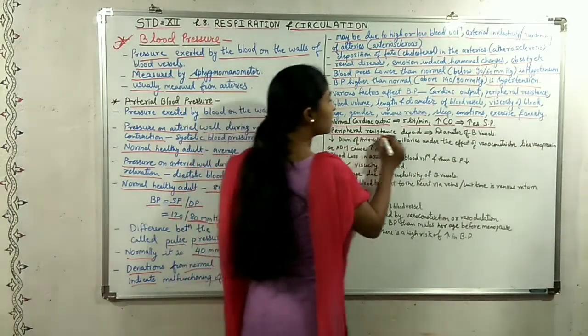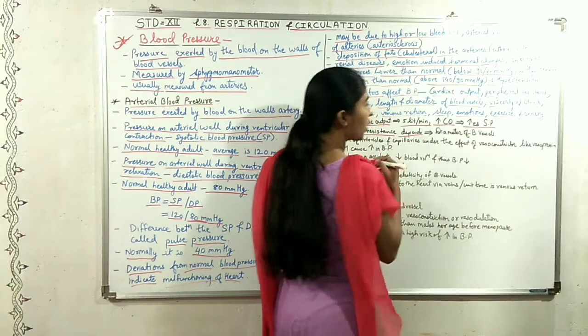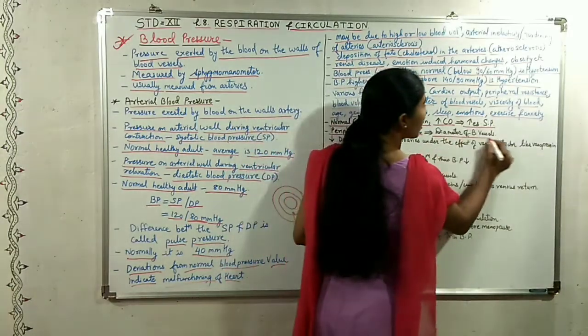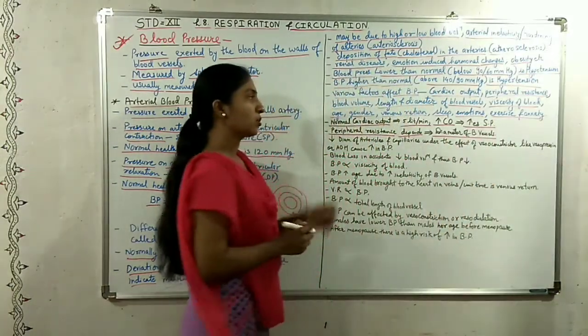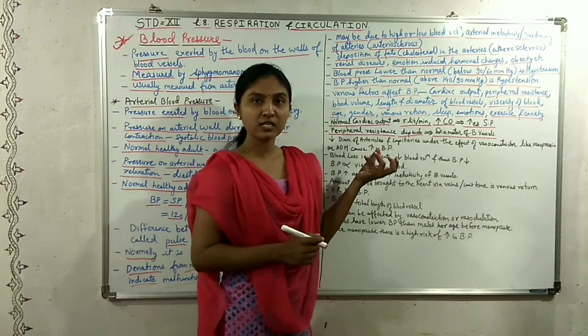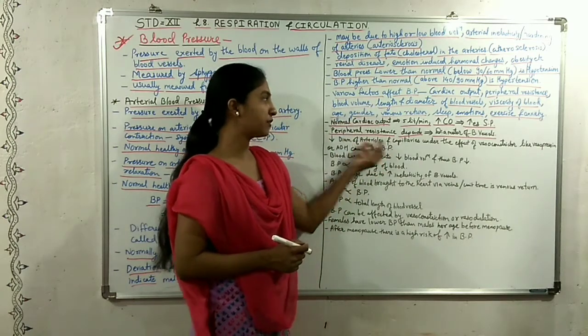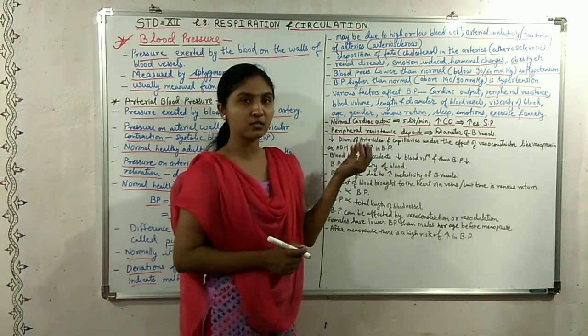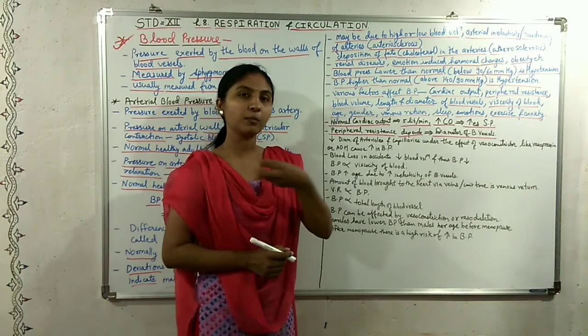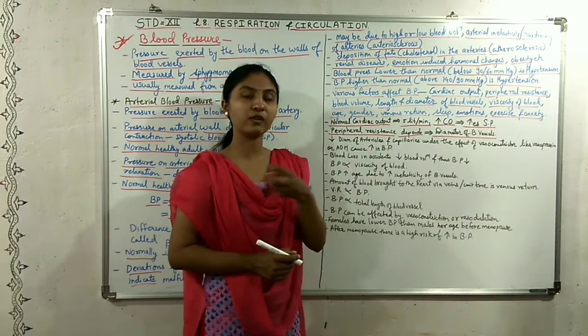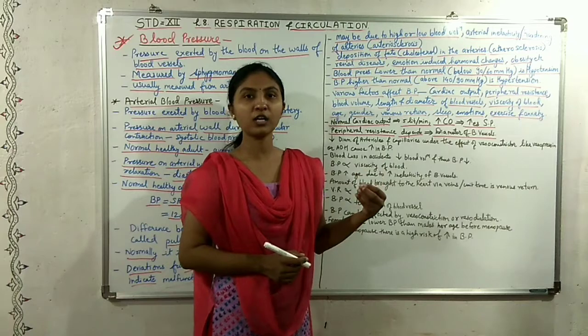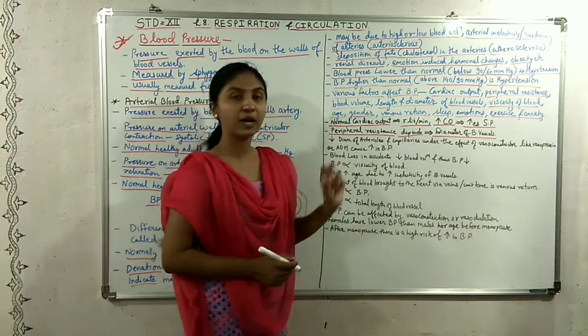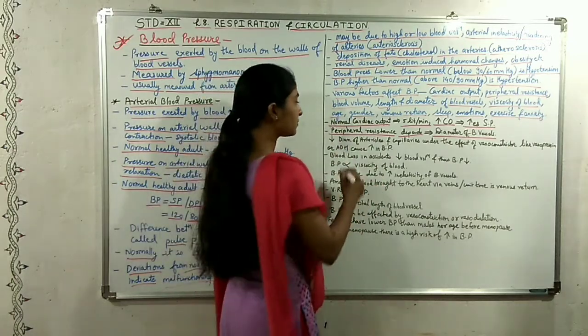The peripheral resistance depends upon the diameter of the blood vessels. So the diameter of the blood vessels affects the flow of the blood, that is peripheral resistance. If the diameter is small, there will be a resistance in the flow of the blood. So that is the peripheral resistance.